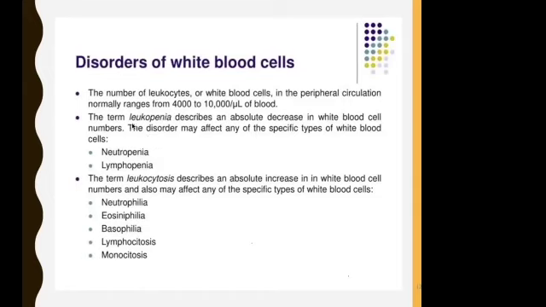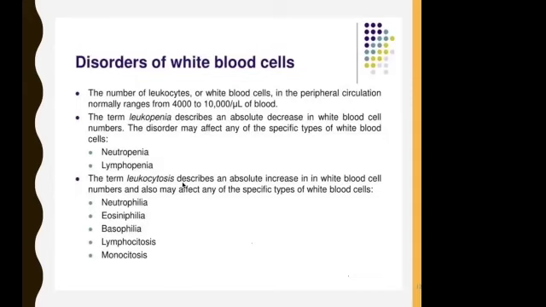So again, leukopenia is a general term. It can be because everything within the blood has a low number, or it can be because one specific type of white blood cell is low, like neutropenia or lymphopenia in these cases.